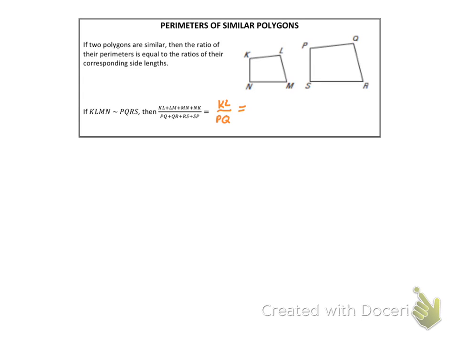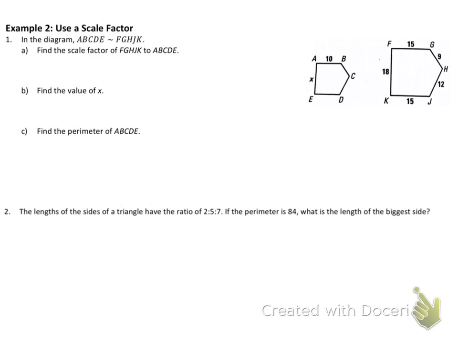So the perimeter ratio is going to equal KL compared to PQ, LM compared to QR, MN compared to RS, and NK compared to SP. Okay, so all of those ratios are going to be equal to each other, and it's going to be the same as if you compare the perimeters between the two objects. All right, so what would that look like in a problem?